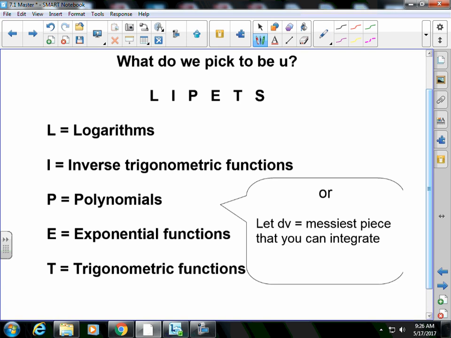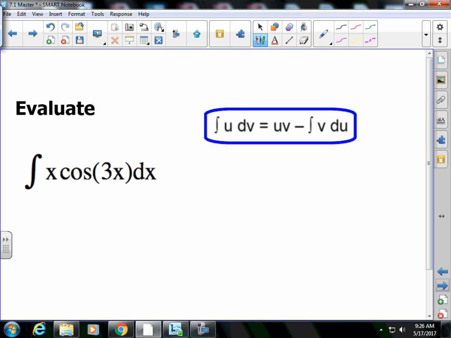The book doesn't tell you to do this. It's more trial and error, and pick whatever you think might be easier to take the antiderivative of. So let's start with this problem. So I have an x times a cosine 3x, and I'm going to use my LIPET.